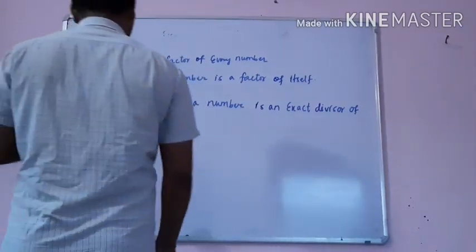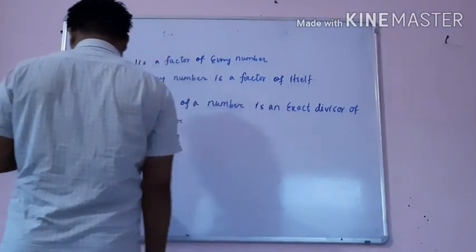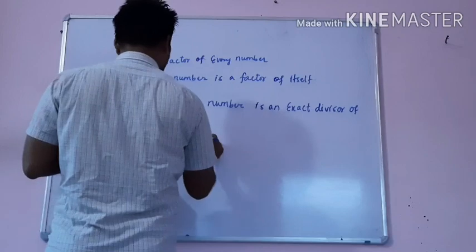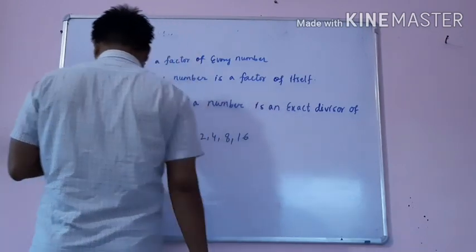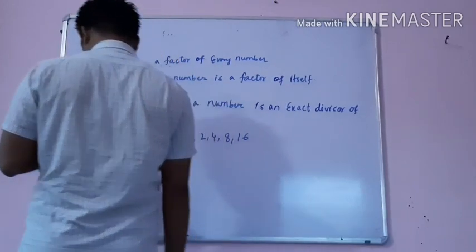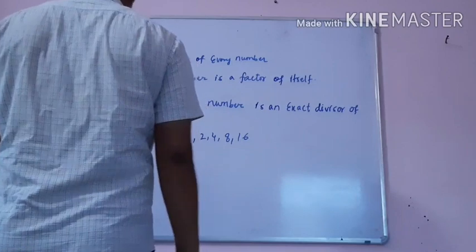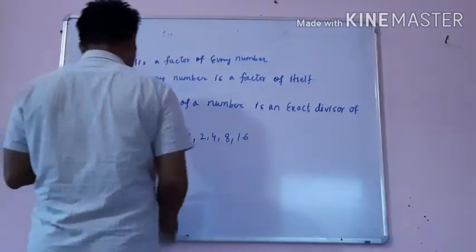Suppose, let us see what are the factors of 16. 1, 2, 4, 8, 16. Now find the factors of 20 and 36.